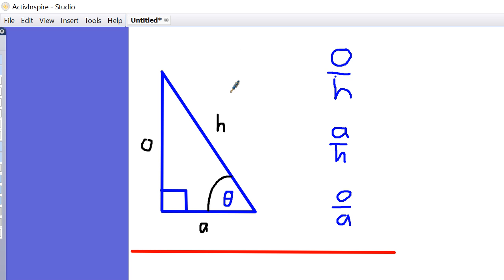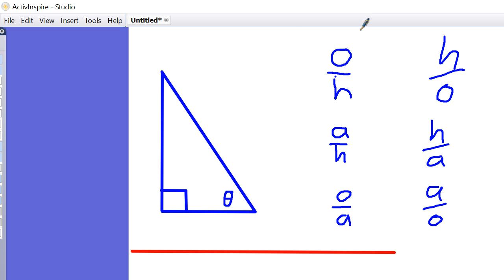There are three possible ratios, and they're the three that we want to know about. There are actually another three. If this is opposite on hypotenuse, this is just the reverse of that. If you're going on to Methods or Specialist, you will get to know these, but we don't need to know them yet. We only want to know these three.